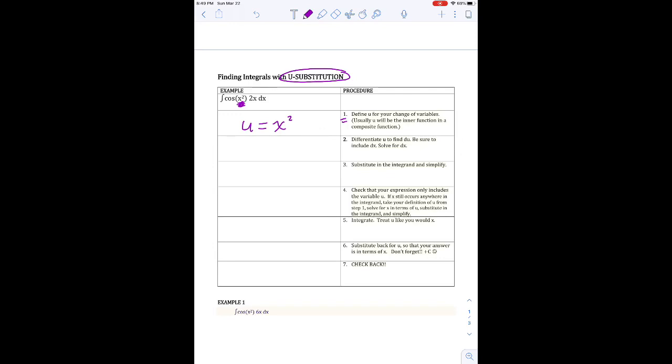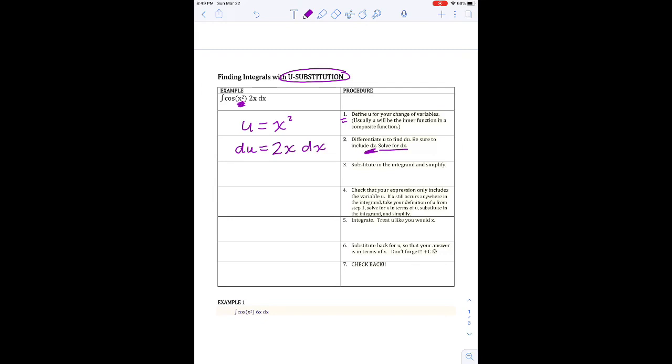Again, don't worry about the rest of it just yet. You just want to figure out what u is. Your next step is to differentiate u to find du. Now, when you take the derivative of something, technically, you need to include dx at the back. So when you take the derivative of u, x squared, that's simple enough, it's 2x. Then we're going to add on this dx at the back.